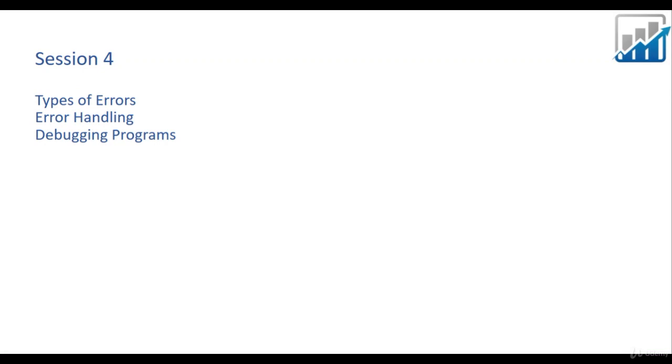First, we'll discuss the different types of errors. Following this, we'll then discuss the different error handling techniques. And lastly, we'll then discuss how to debug a program for identifying errors. So let's get started with the first topic, which is different types of errors.